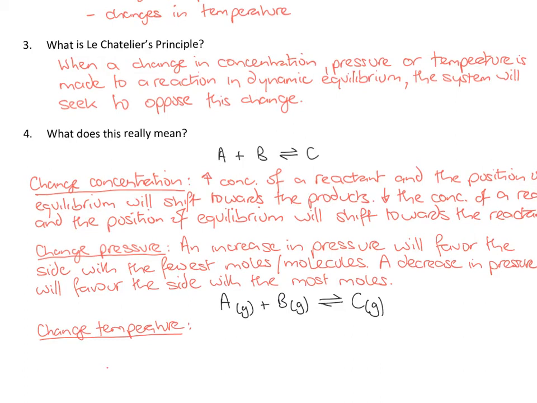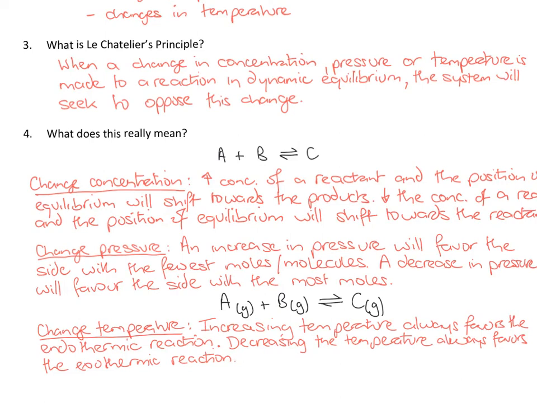So thinking about what store we could transfer that increased energy to, the only real viable option is a chemical store. So we need to transfer energy from the thermal store to the chemical store. The only way we can do that is if there is an endothermic reaction taking place. So if we increase the temperature, we're going to favor the endothermic reaction. So we are going to shift to the side that is the result of an endothermic reaction.